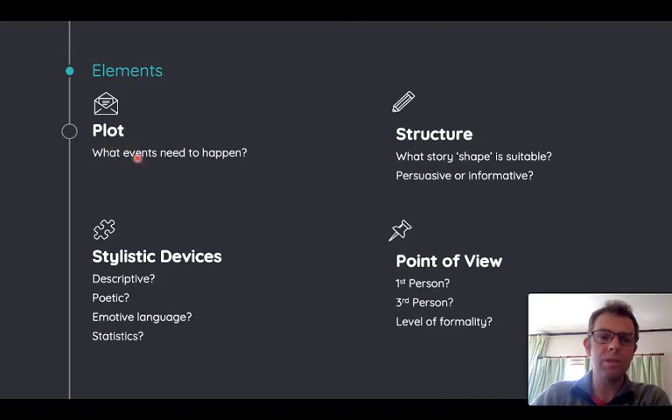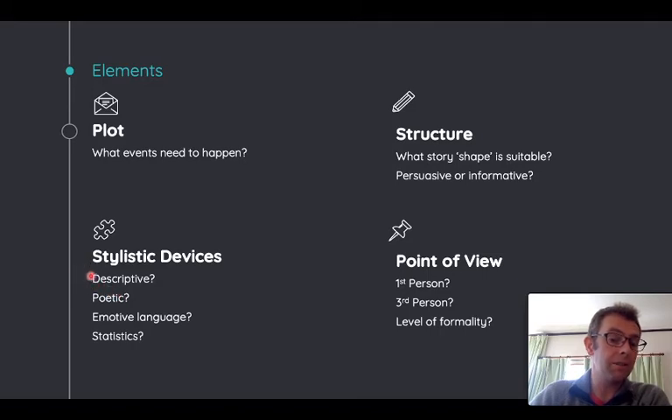So that all is lost moment is an important plot point that needs to happen for the action and thriller genres. Stylistic devices. Genre interacts with stylistic devices because different genres will have different expectations and conventions around the type of language that's going to be used.